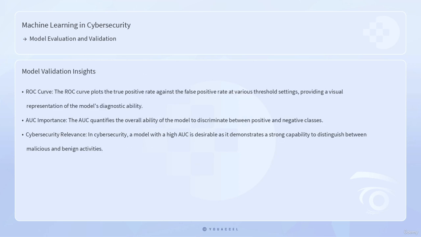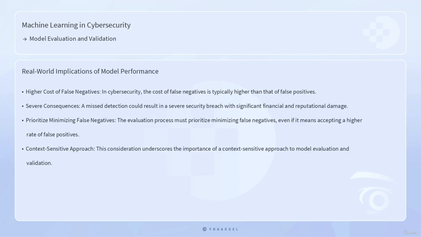Another critical aspect of model validation is the receiver operating characteristic curve and the area under the curve. The ROC curve plots the true positive rate against the false positive rate at various threshold settings, providing a visual representation of the model's diagnostic ability. The AUC quantifies the overall ability of the model to discriminate between positive and negative classes. A higher AUC indicates a better performing model. In cybersecurity, a model with a high AUC is desirable as it demonstrates a strong capability to distinguish between malicious and benign activities.